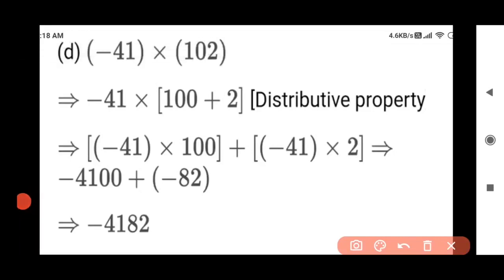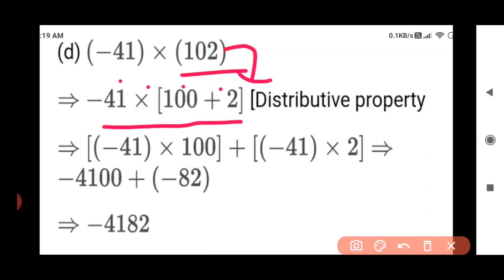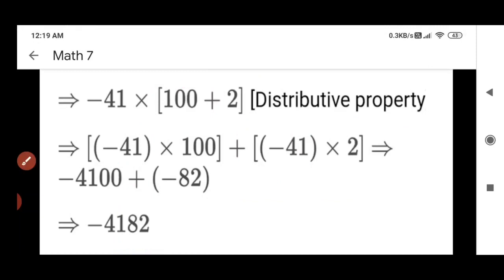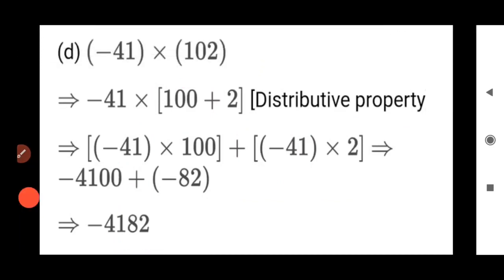-41 into 102. In this case, 102 can be written in the form of 100 plus 2, so the terms are A into (B plus C). That is also the distributive property of multiplication over addition. So A into B: -41 into 100 is -4100. Next, plus -41 into 2 is -82. Adding the numbers, you get -4182. So this property is the distributive property of multiplication over addition.